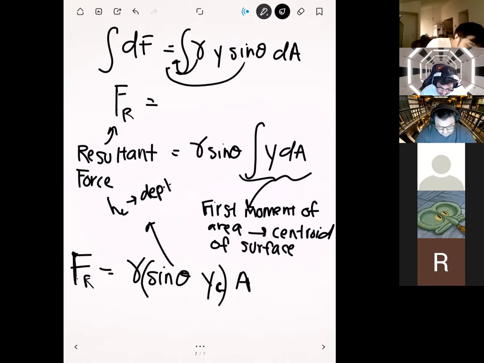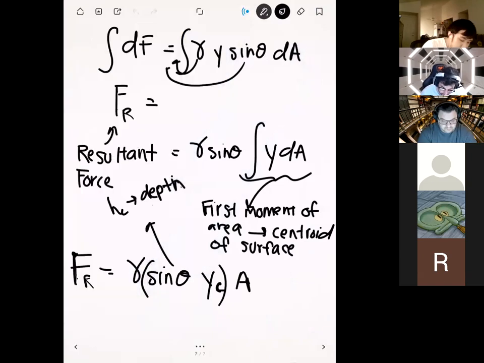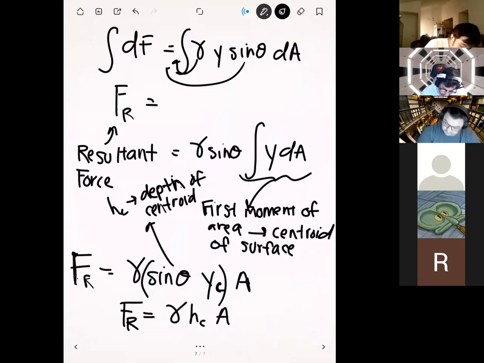We can simplify this even further, to make it convenient for our calculations. Since we have Y_C sine theta, from our triangle on the previous page where we said that h is equal to y sine theta, we can apply that same formula here and define a new variable h_C to be simply the depth of the centroid. So our final expression for the magnitude of the resultant force is gamma times h_C times A.